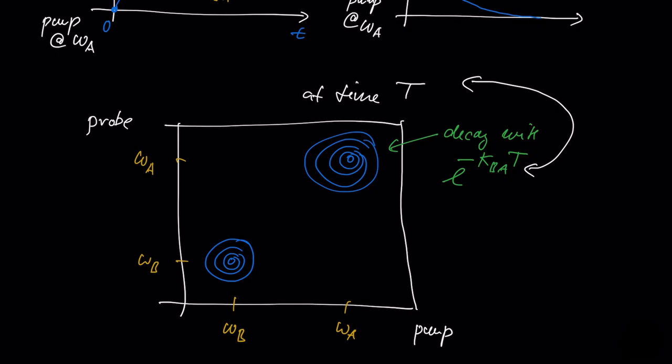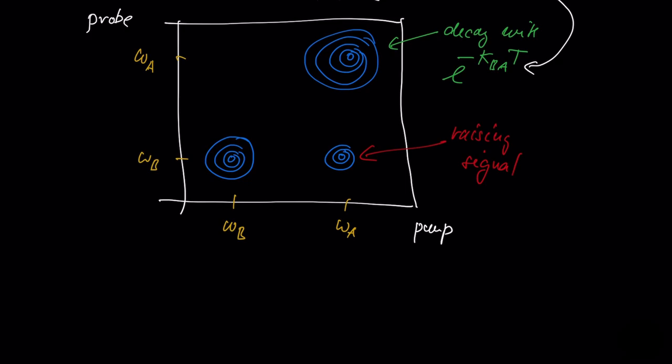But as this diagonal signal that was pumped and probed at omega a decays, there is also a rising signal which is pumped at omega a and probed at omega b. So there is going to be another signal which rises, a rising signal that occurs at a frequency that combines the pump at omega a and probe at omega b. So this is a very nice plot which actually would be very informative if I could do it for every frequency here.